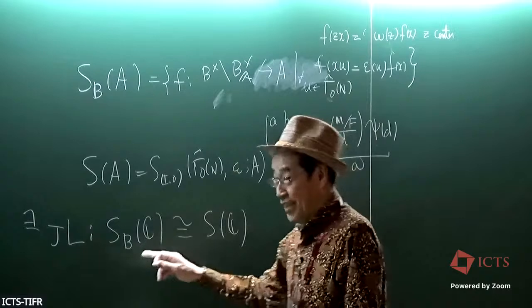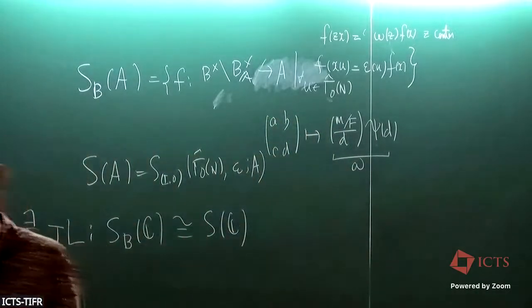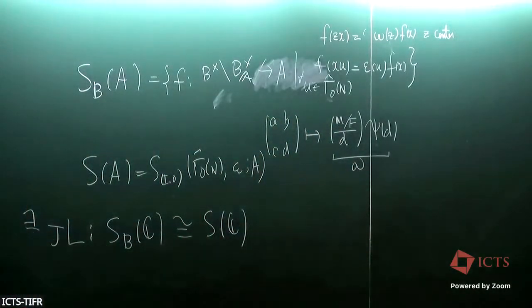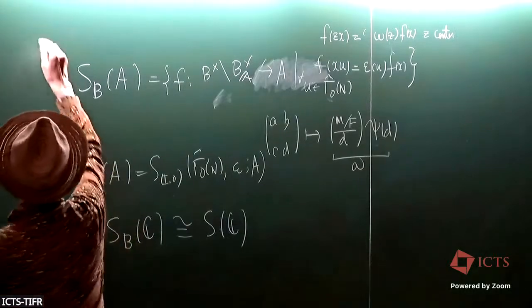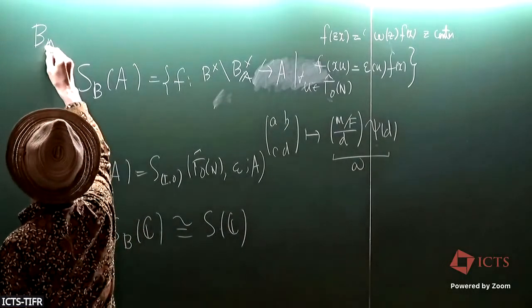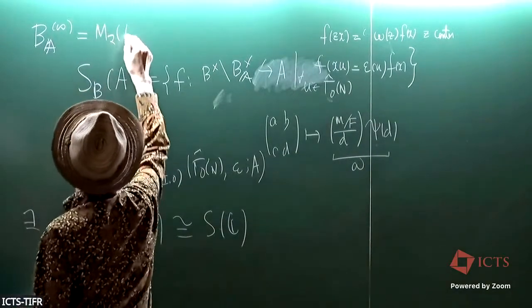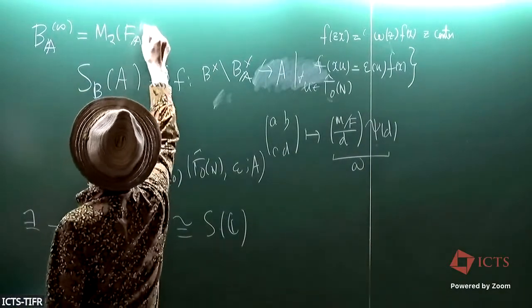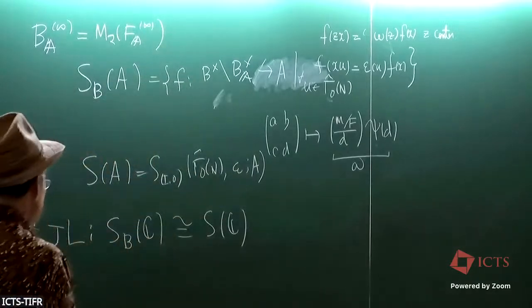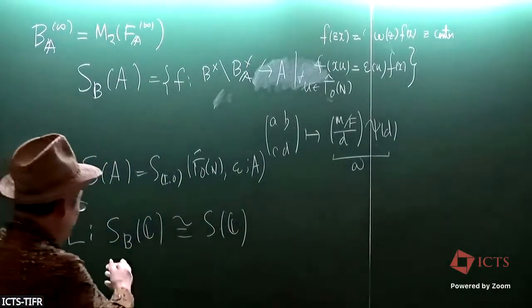Remember that B doesn't ramify at finite places. So therefore, B_A finite is identified with M_2(F_A finite), and so they have the same Hecke operator.